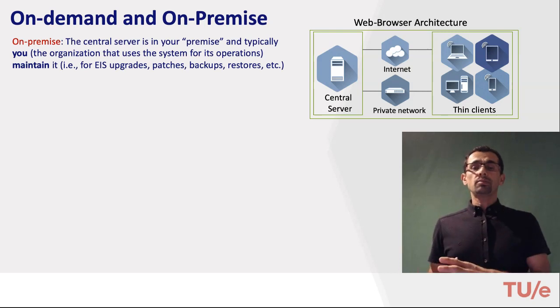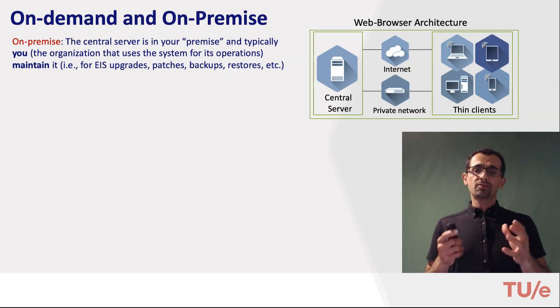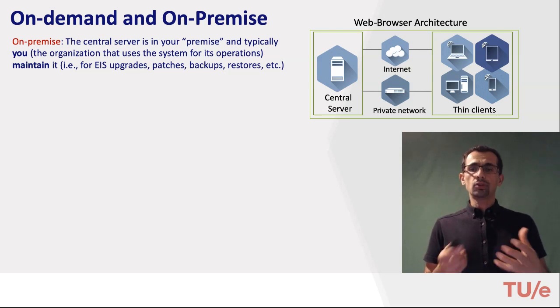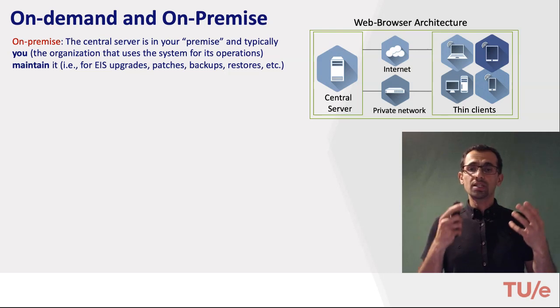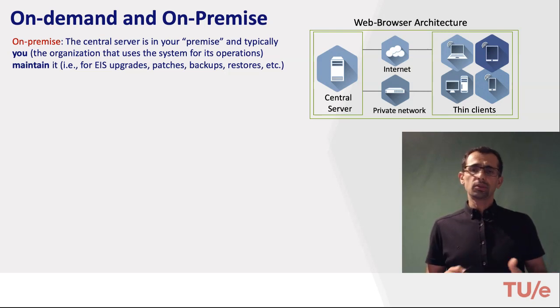In the on-premise type of provisioning, the central server is physically in your premise or in your facility, and typically the organization that uses the system for its operations maintains it. So you set up an IT group, you train them, etc. And maintaining such a system simply means that you may need to upgrade the system with patches, with new kinds of upgrades. You may need to back up the database and so on, and perhaps restore data if bad things happen.